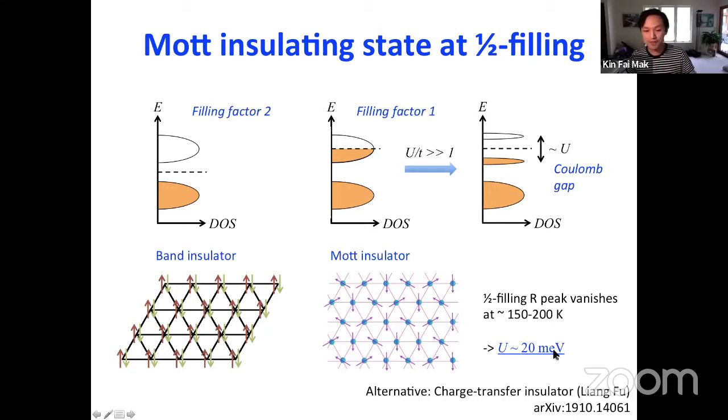And Liang Fu had an interesting idea that this may not be a simple Mott insulator in the system. Actually, it's like a charge transfer insulator, like in the cuprate superconductors. If you're interested, please go to this reference and read some of his proposals. And I would still say that experimentally, we still don't know whether it's really a Mott insulator or a charge transfer insulator. So more studies are required to resolve this issue.